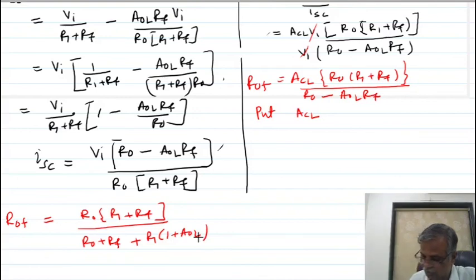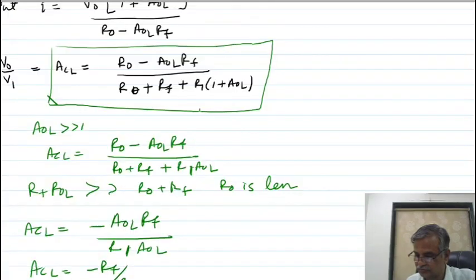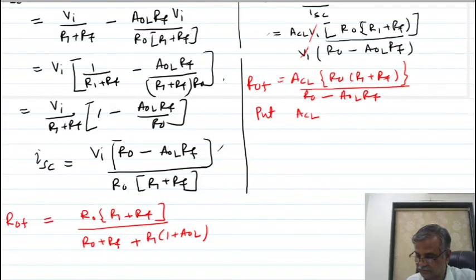This you have to do yourself. Only you have to put the value of ACL from the previous section. Previous means, I think you understand. Let me show. This value you have to put for ACL. Put this value of ACL in here, and you will get your answer.